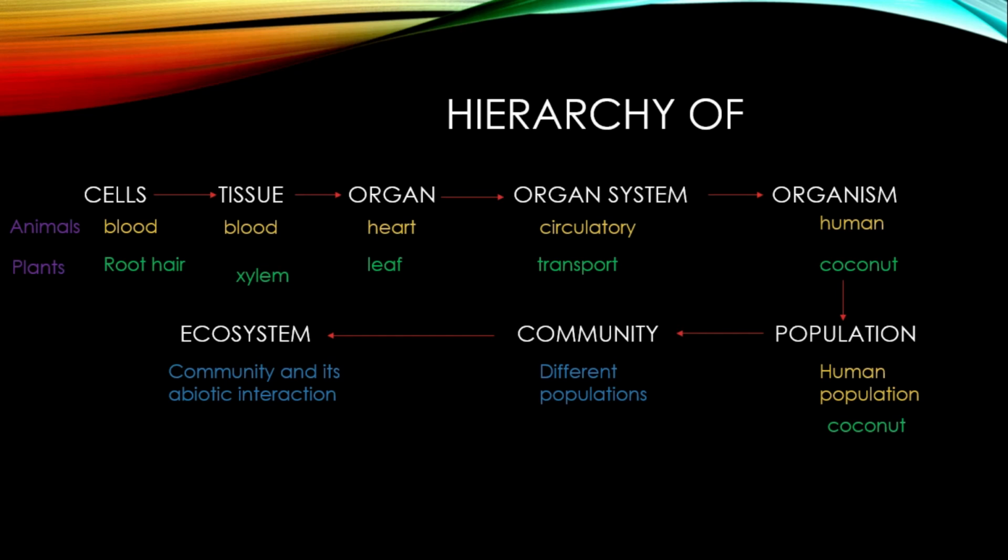Then we have a population. We have the human population. Now, one thing about a population, it is usually organisms of the same species. And then from that population, we could have different populations. So we could have a population of human, we could have a population of bird, cattle, goats, sheep, that type of thing. And all that living together would refer to that as a community.